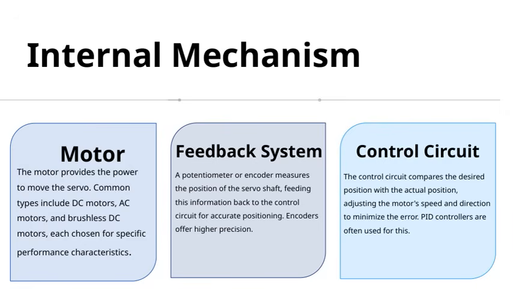Finally, the internal mechanism ties everything together. It translates the motor's movement into the actual rotation or positioning of the servo arm. This mechanism is designed to ensure precise and reliable motion, which is essential for the overall performance of the servo. Together, these components form a smart, responsive system that allows us to achieve precise control over movement, something that's fundamental across countless robotic and automation applications.